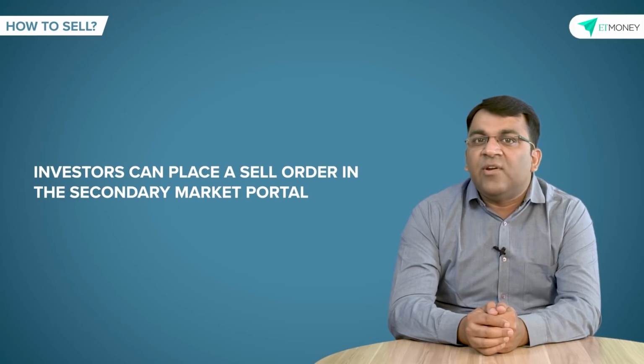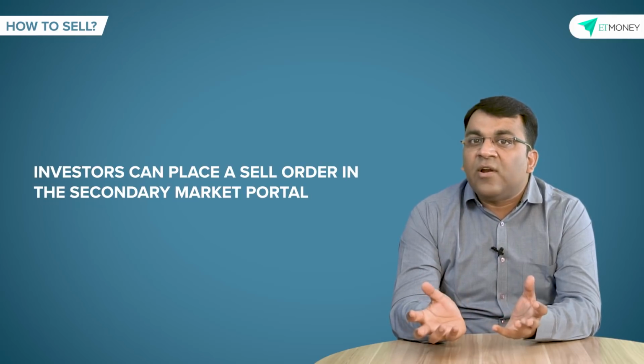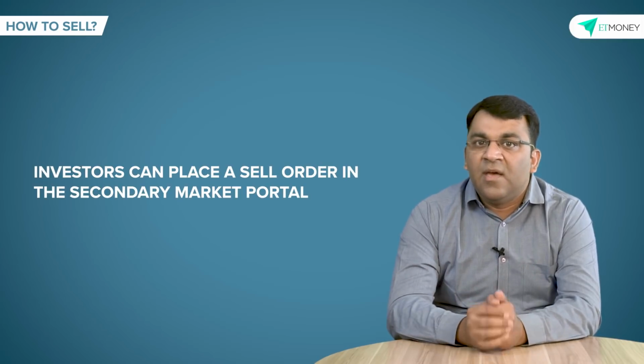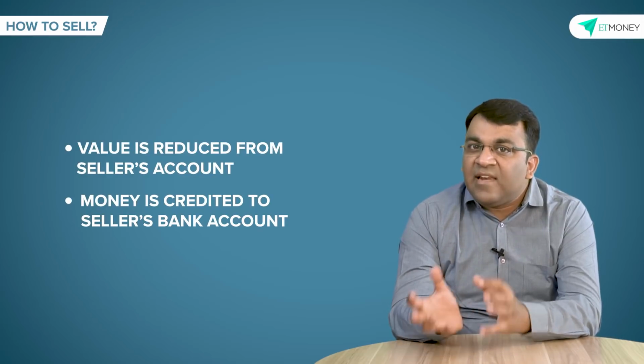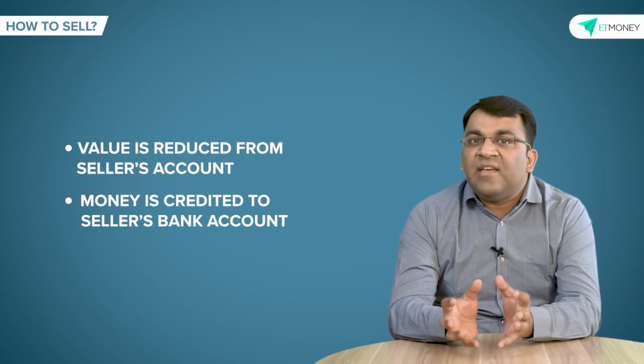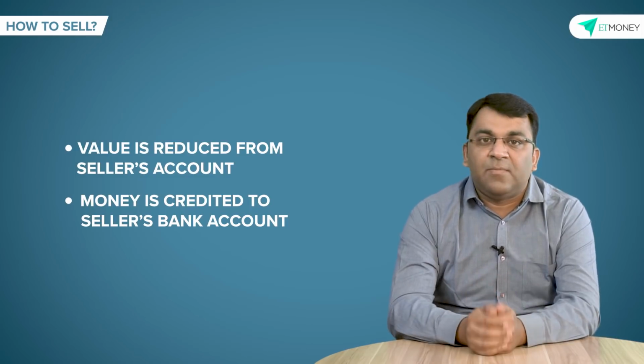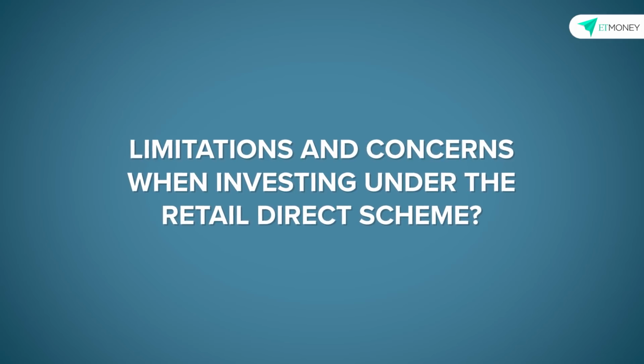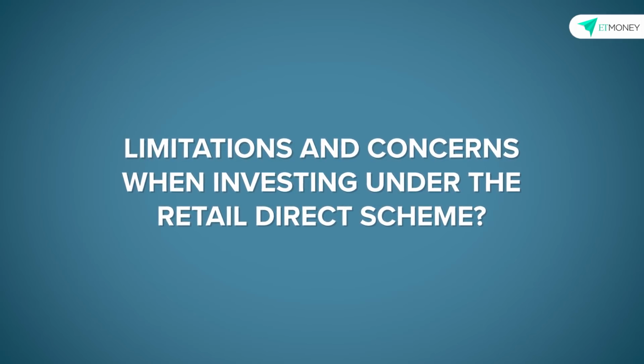The selling of government securities is pretty straightforward. Investors who hold these securities in their account can place a sell order in the secondary market portal. And if someone purchases it, then the value is reduced from the seller's account and the realized money is then credited to the seller's registered bank account.